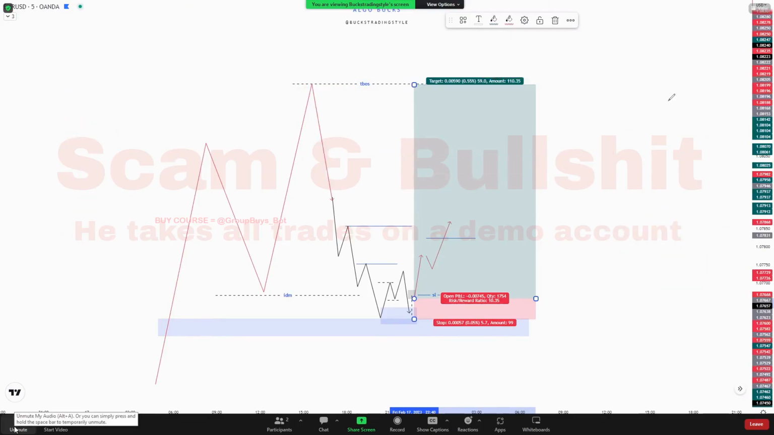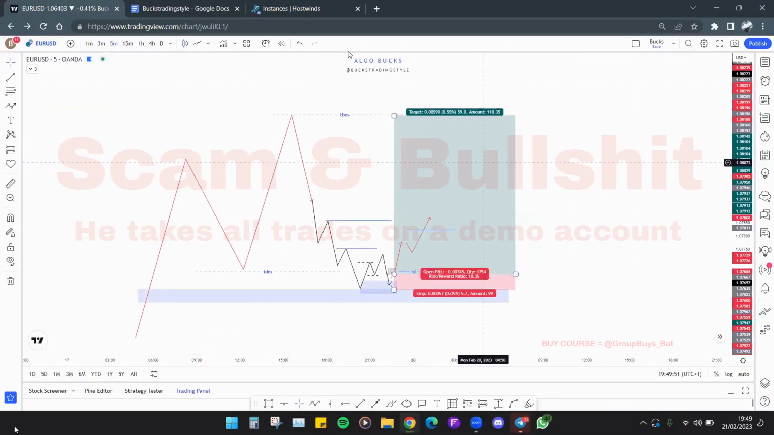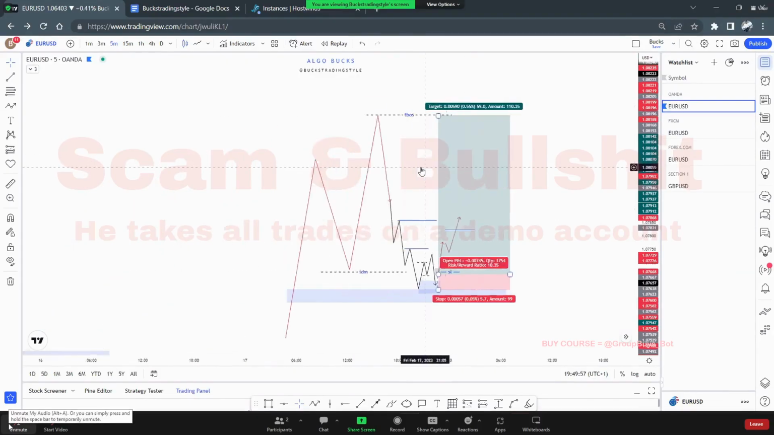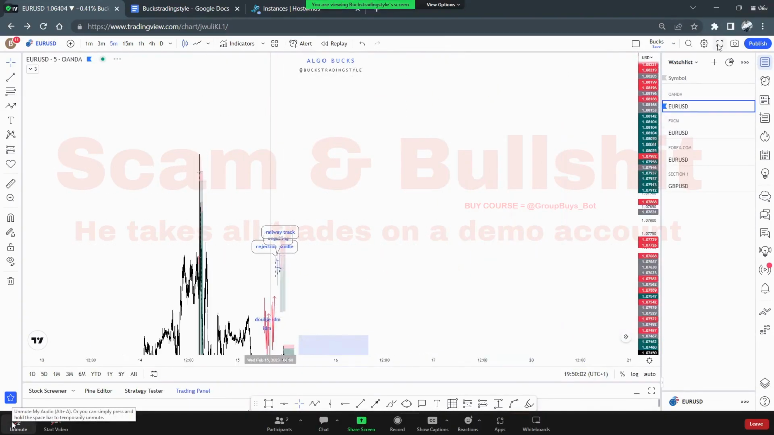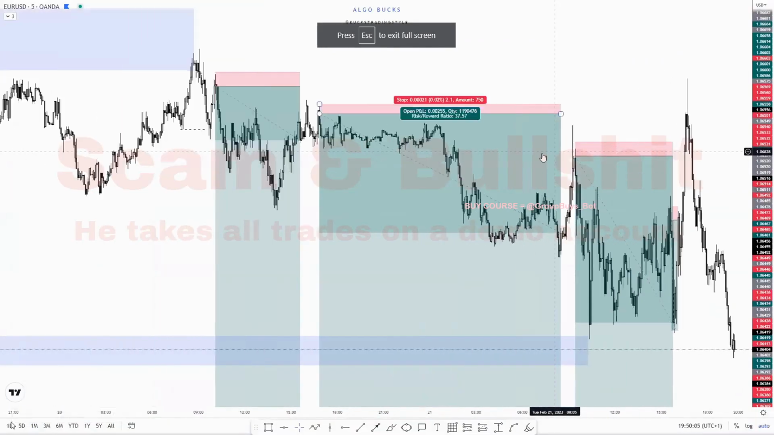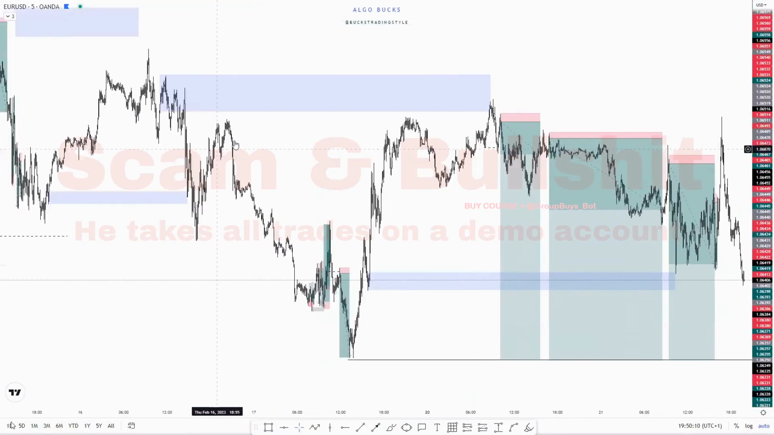Now let's look at previous trades and see how we could have gone break even, how we could have moved our stop loss to break even, how we could have taken partial and all of that. So let's see. Okay, let's start from here.